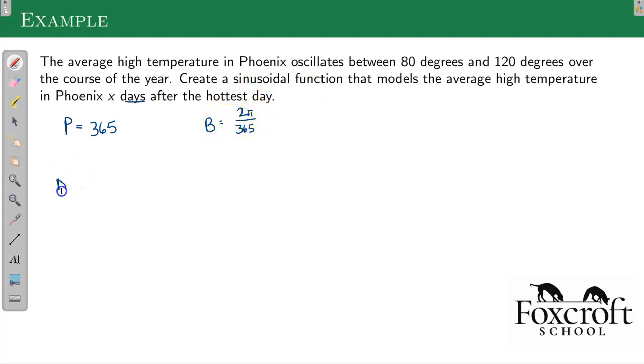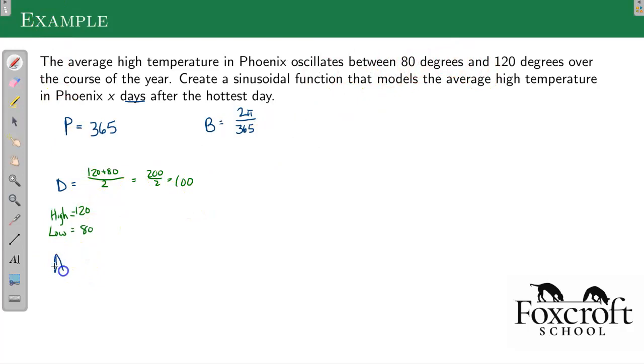Next, we have to find our d value, our midline. The way we do that is we find the high value. The highest value in our scenario is 120. The lowest value in our scenario is 80. And the midline is the middle of those two. So I add them together and divide by the number of things. This is the average. And we get 100. So the middle of our scenario is 100.